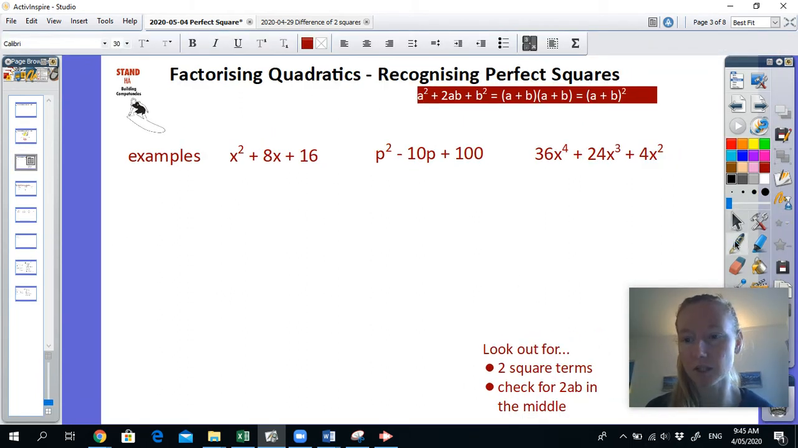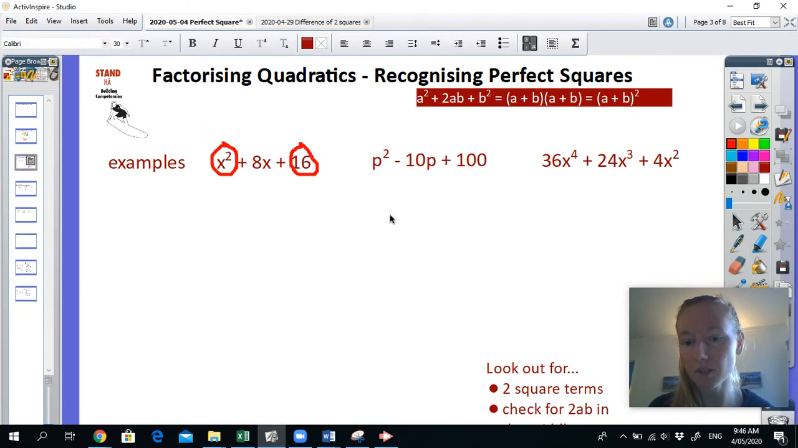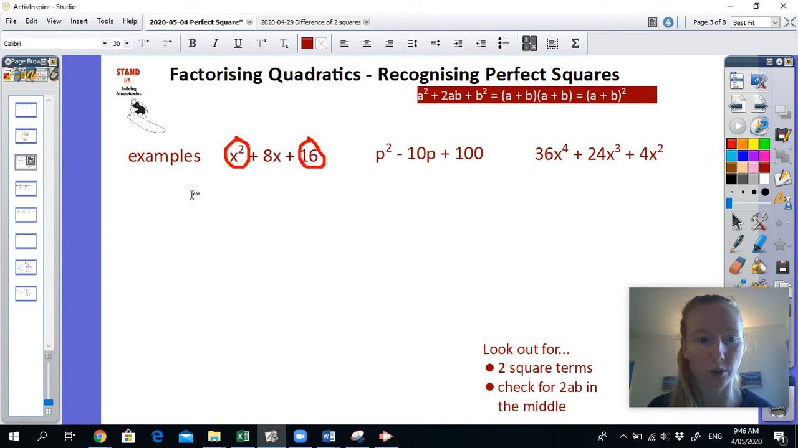So the first one, let's have a look. We're looking for two square terms, just like with difference of two squares, but this time also 2ab in the middle. So we have our first square term at the start, x squared, and our second square term at the end, 16. So if we look at our general form at the top for this first one, a will be x and b will be 4. If a squared is x squared, a is x. If b squared from our general formula is 16, b is 4.